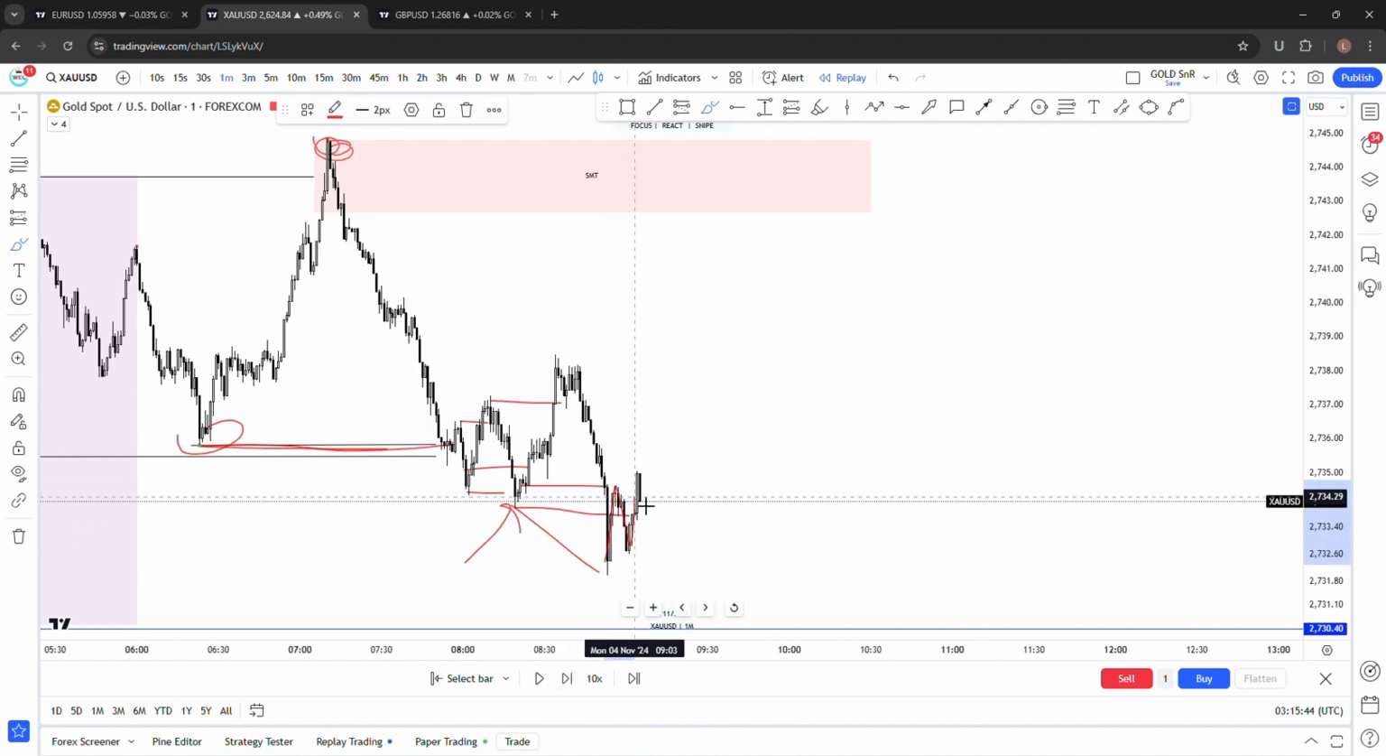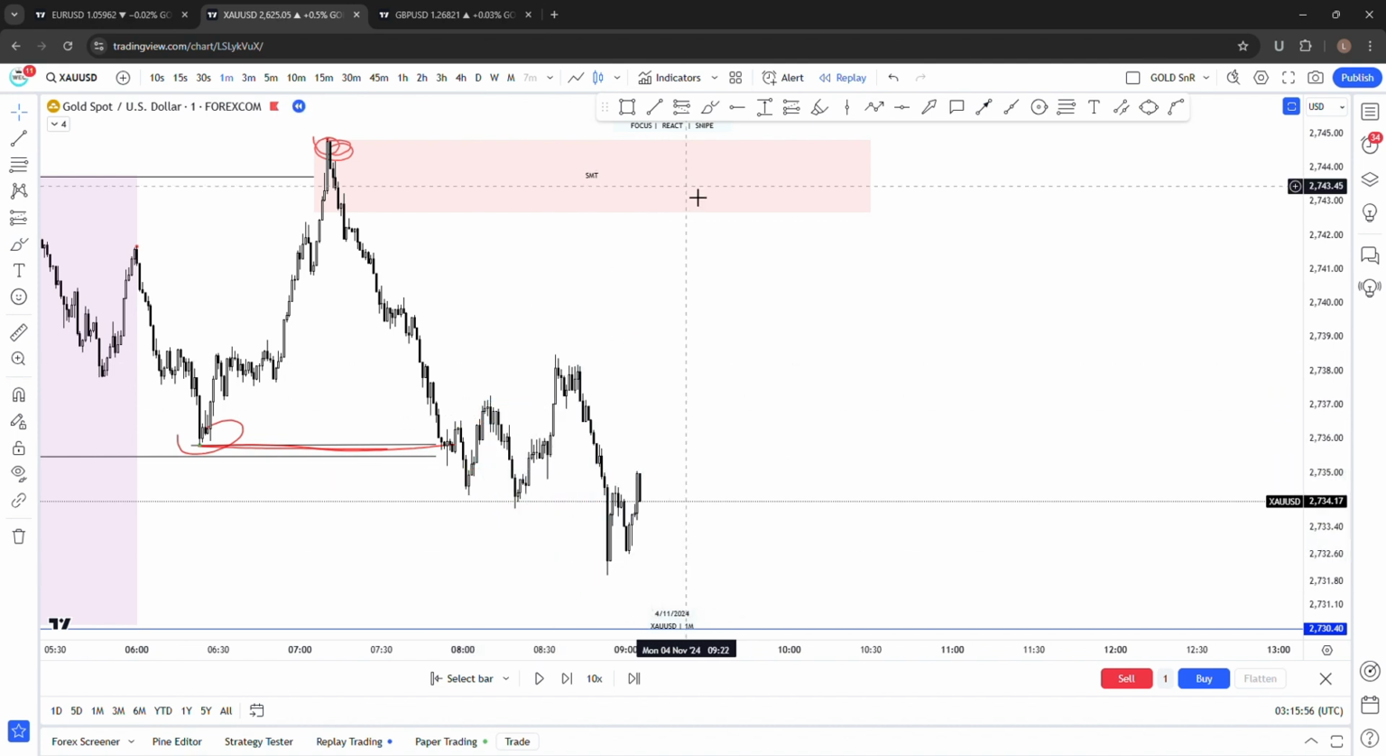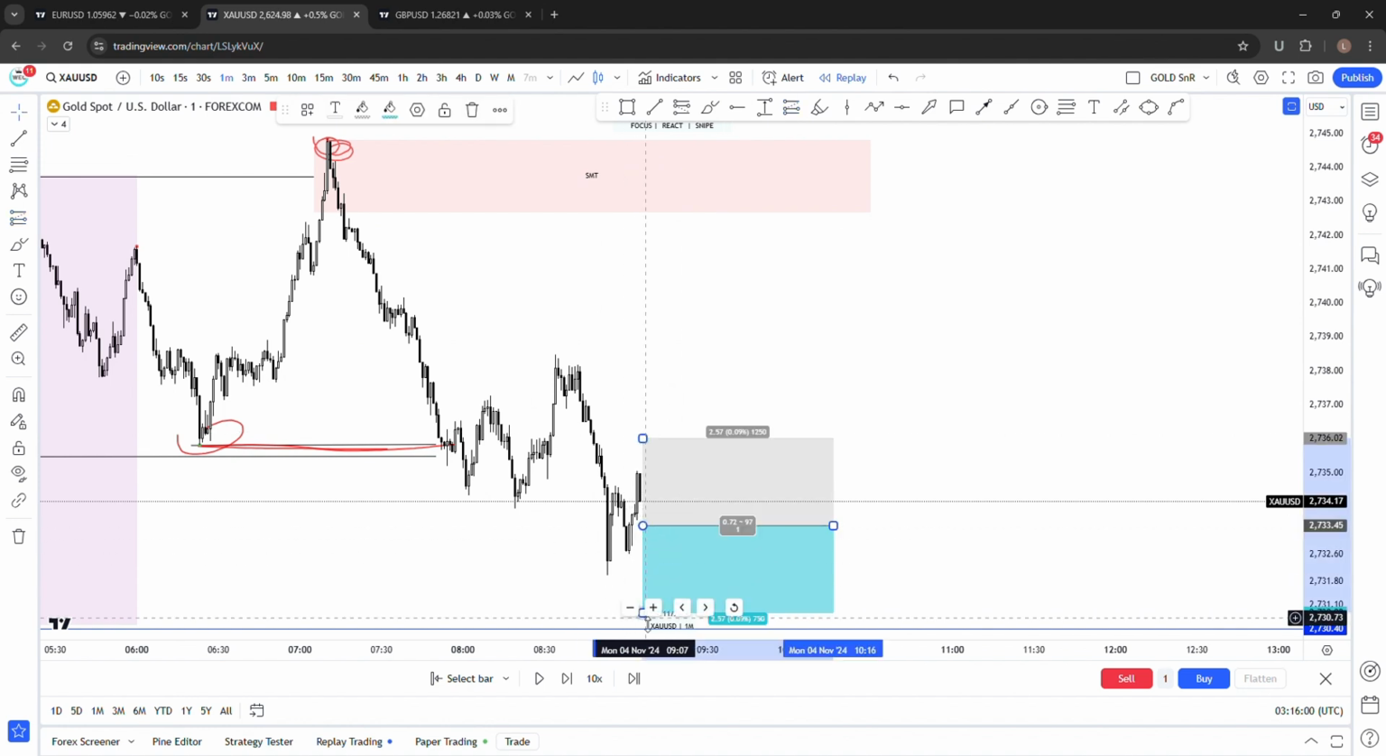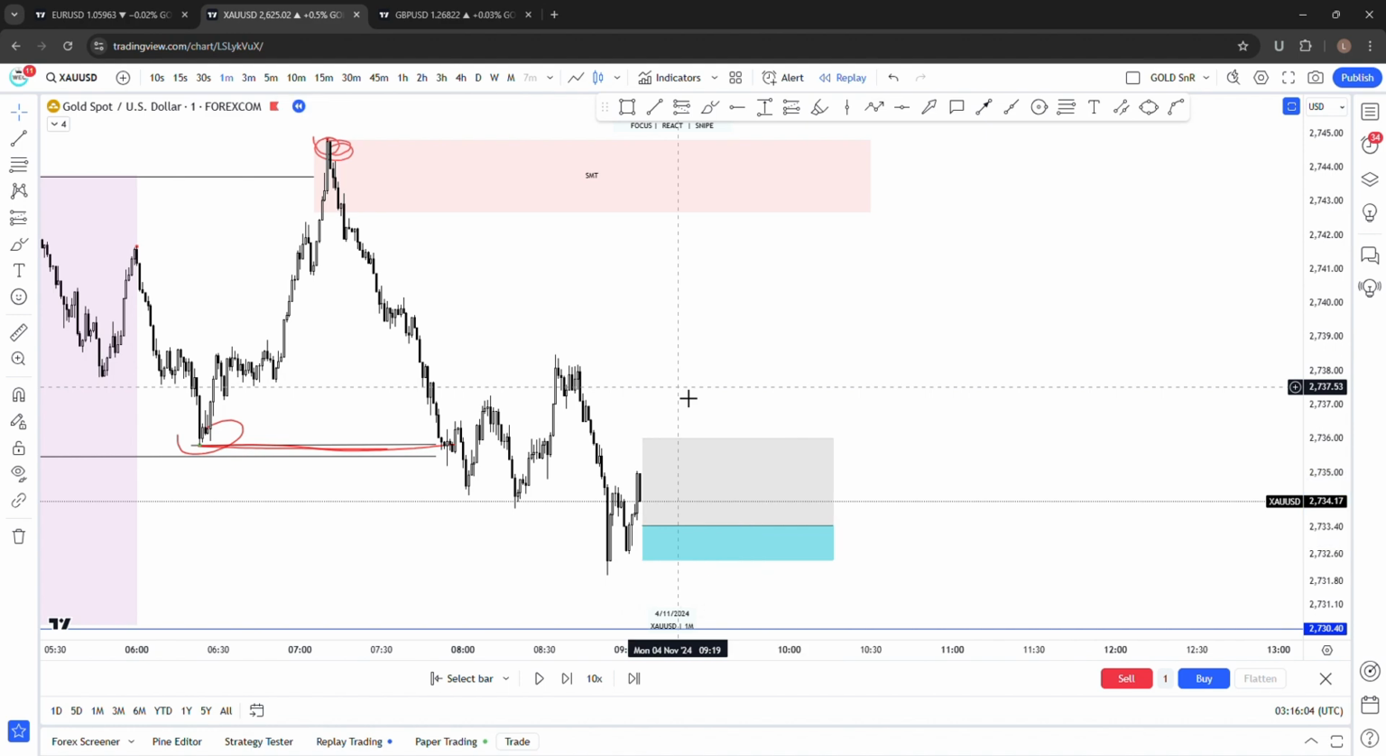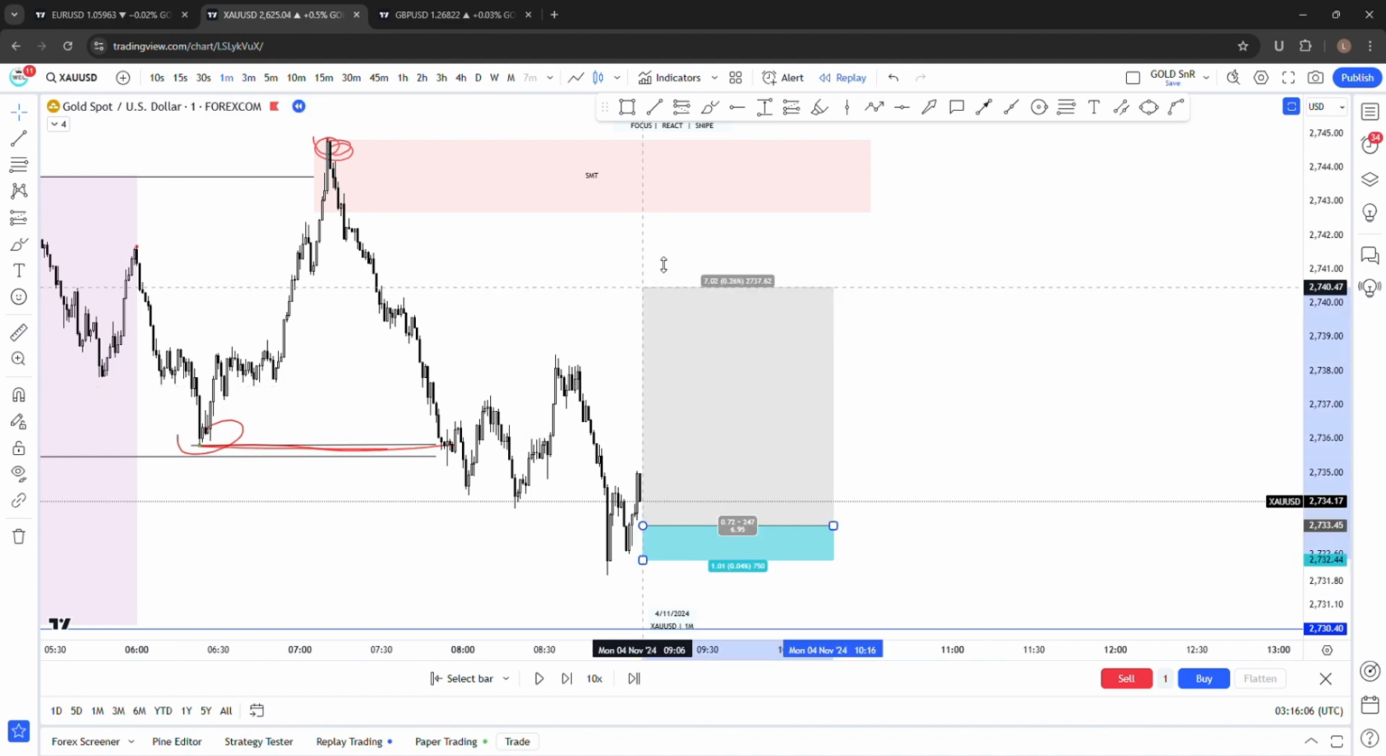Now I've been talking about this entry confirmation for a very long time. I call this the FTBOS, the follow through break of structure. Once I see this, I know that this is the extra confirmation. Very simple. So this is where I come in with my entry nicely. Stop loss, I just do 10. A 10 pip stop loss on gold, and pull up.